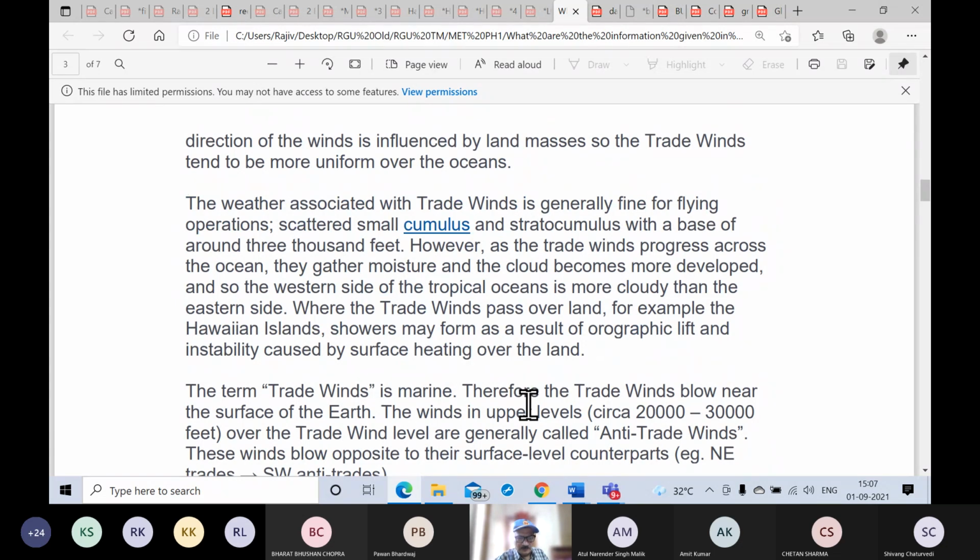So when you talk of weather associated with trade winds, normally okay for flying, for aircraft. But as they progress, they gather moisture. Clouds become more developed. So on the western side of the tropical oceans, it is more cloudy than the eastern side. And if the trade winds pass over land, for example Hawaiian Islands, then they result in showers because of the orographic lift. Do you remember what is orographic lift?